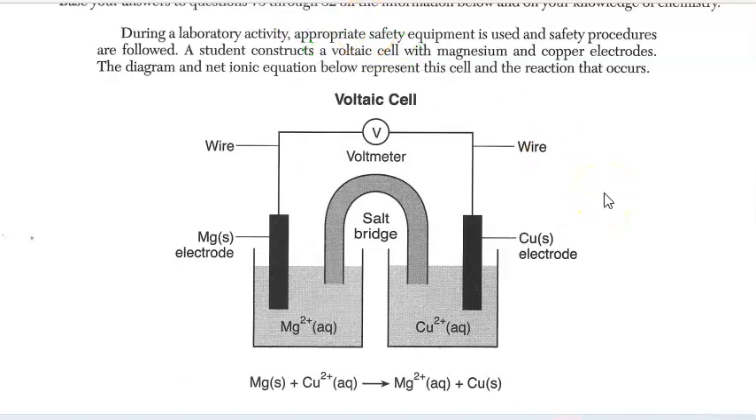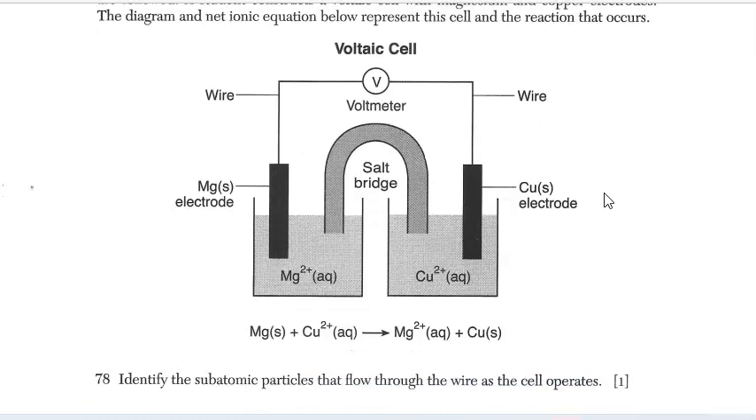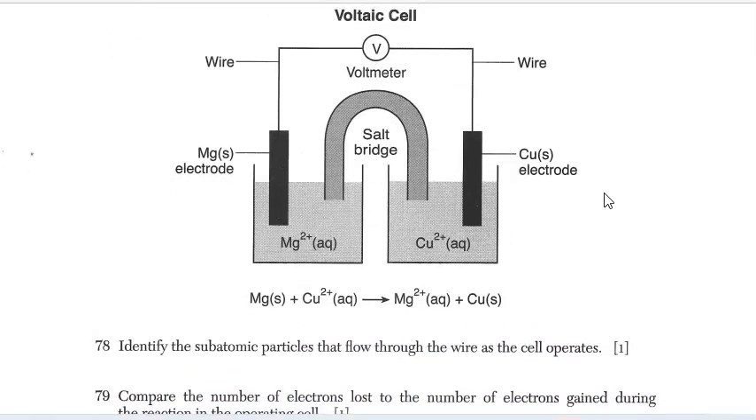Let's move down here. Notice you're also given the net equation here of magnesium and copper ions forming magnesium ions and copper. 78, identify the subatomic particles that flow through the wire. This is something that was probably repeated over and over again in class. You might not remember, but it's electrons that flow through the wire. Now, as a little extra bonus, remember the salt bridge. What migrates in the salt bridge are ions. So ions migrate in the salt bridge, electrons move through the wire.